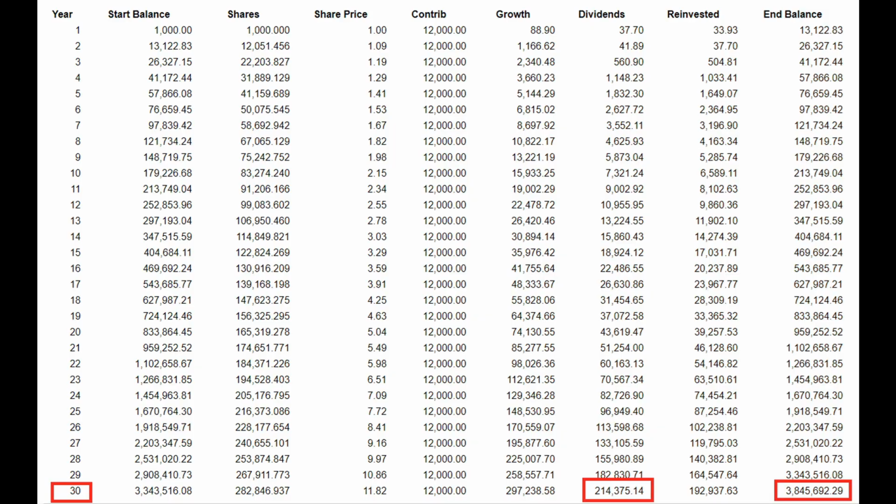Check out the result on the 30th year. Now we're talking. If you commit to investing $1,000 every month for the next 30 years and SCHD performs like it has up until now, you will have a portfolio worth of $3,845,000 with $214,000 in yearly dividends.